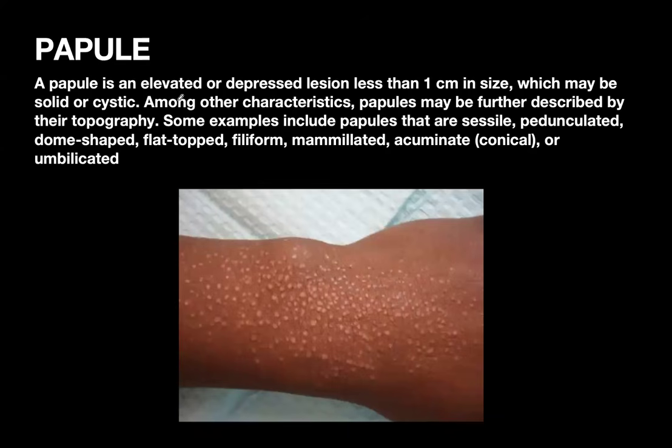Then comes the papule. A papule is an elevated or depressed lesion, typically less than 1 centimeter in size, which may be solid or cystic. Papules may be further described based on their topography. It can be a sessile papule, a pedunculated papule, dome-shaped, flat-topped, filiform, mammillated, acuminate or conical, or an umbilicated papule, like that of molluscum contagiosum. This is how you describe a papule.